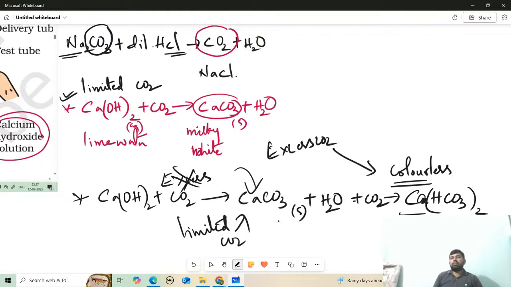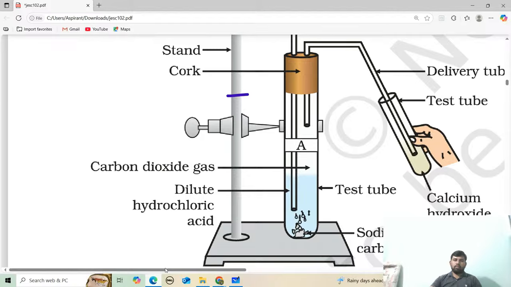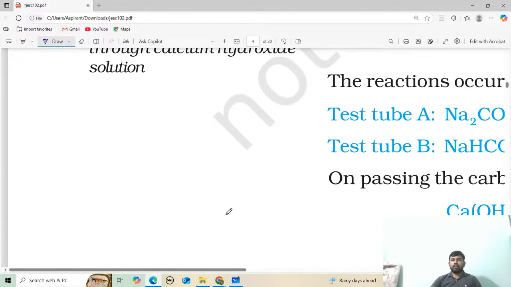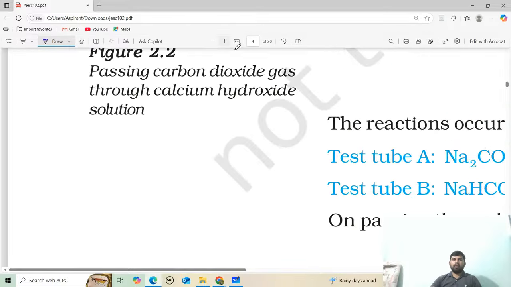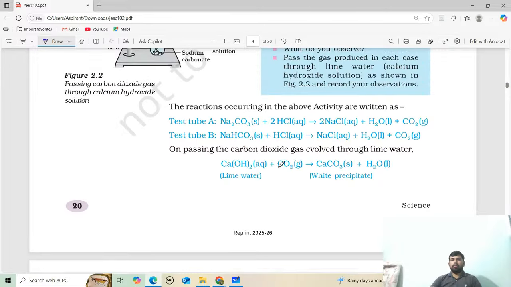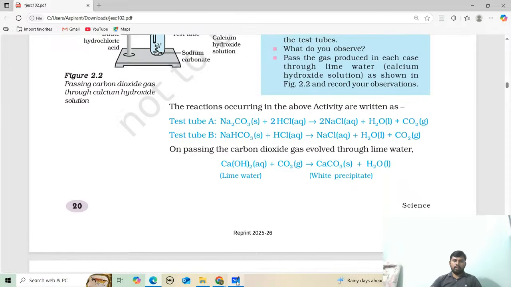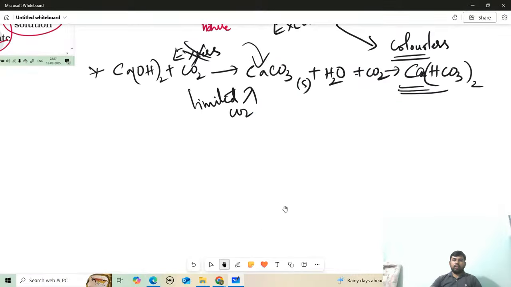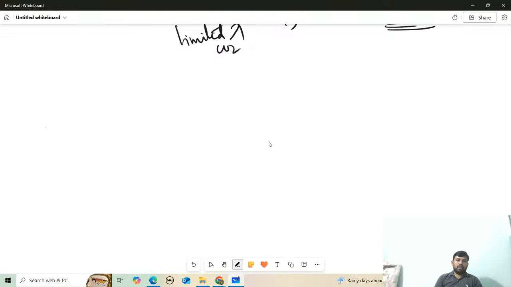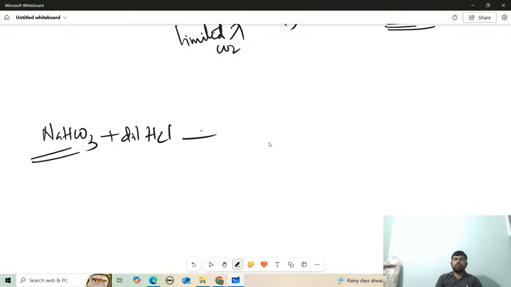Okay, please remember. If you take the metal bicarbonate also, the same will be there. Metal bicarbonate. Here they have given the sodium hydrogen carbonate reaction. Here also you can see NaHCO3. Sodium hydrogen carbonate plus dilute HCl gives rise to the same NaCl salt, producing water, H2O, and producing CO2 gas.